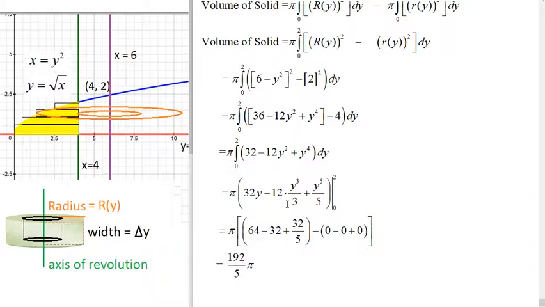And then when we plug in 0, we get 0, 0, and 0. And so 64 minus 32 plus 32 fifths is 192 over 5. And then times pi. So the volume of the solid of revolution is 192 over 5 times pi.